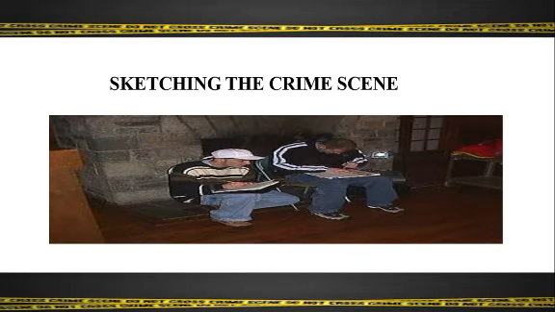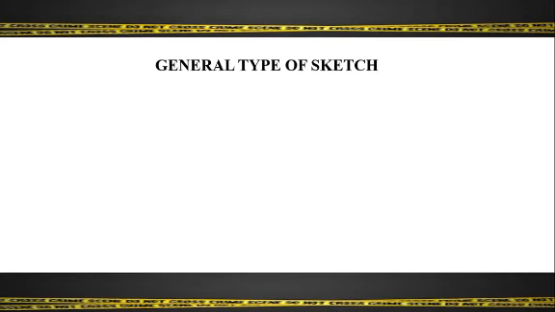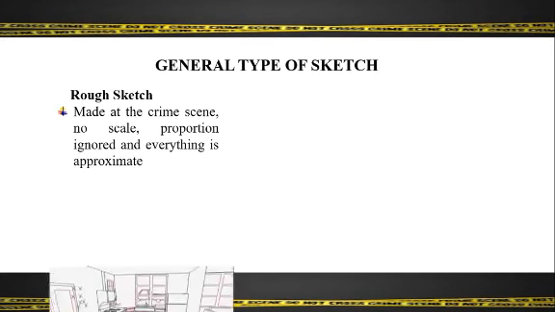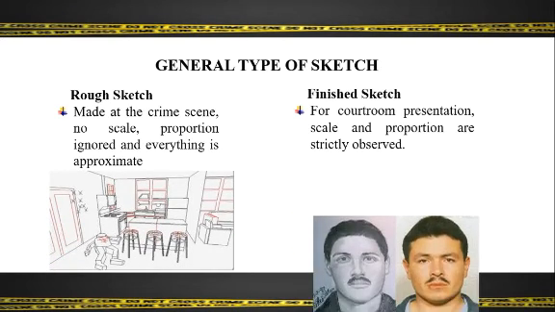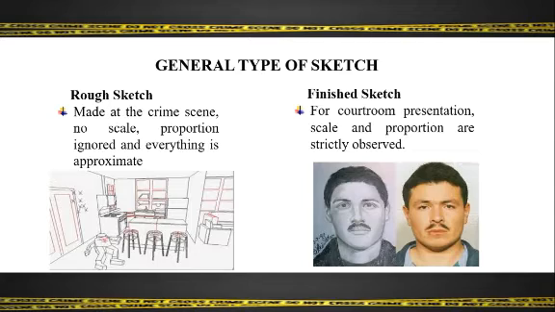Next, sketching the crime scene. General type of sketch. So there are two general type of sketch, the rough sketch and the finished sketch. So rough sketch, it is made at the crime scene. No scale, proportion, ignored, and everything is approximate. So in rough sketch natin, makikita nyo na true pencil lang po siya.